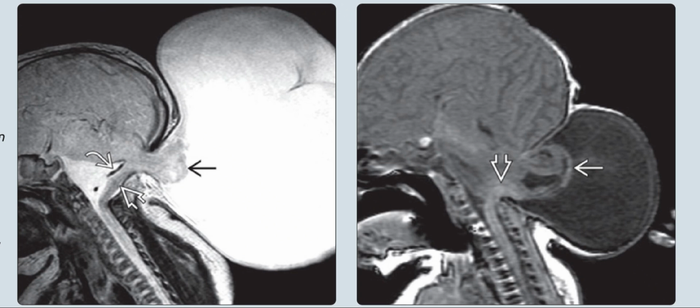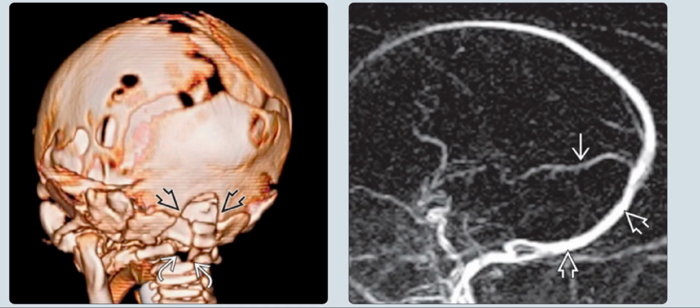The image on the right is the sagittal T1-weighted MRI, and it shows a large meningoencephalocele, which is composed of meninges, CSF, cerebellum, brainstem, and upper cervical spinal cord herniating through a bone defect in the lower occiput and upper cervical spine.